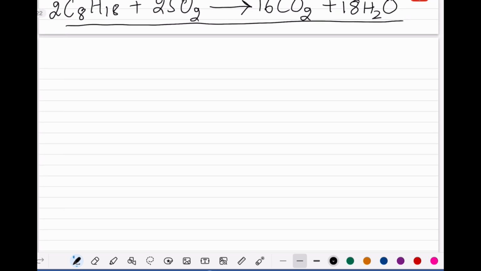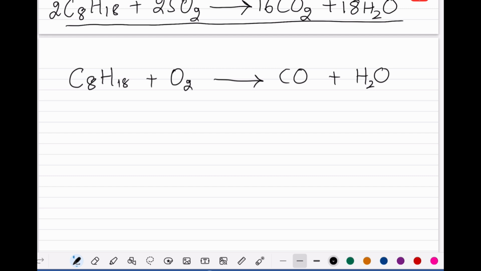Now we will write down the equation for the incomplete combustion of octane. C8H18 plus oxygen makes carbon monoxide plus water vapors. In order to balance the carbon atoms, there must be the same number of carbon atoms on both sides. So I will write 8 here with the carbon monoxide.